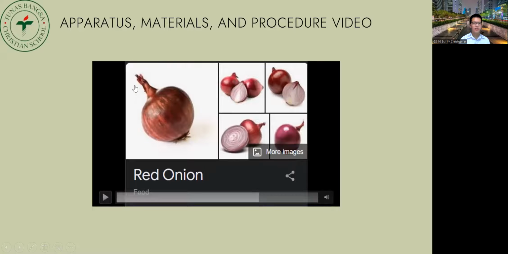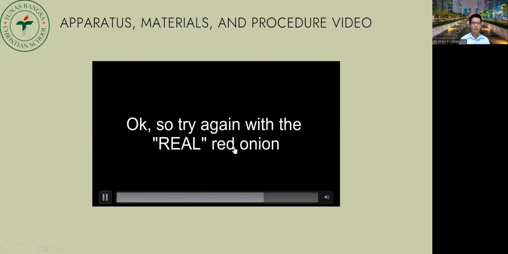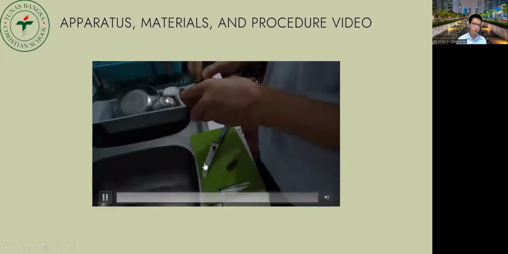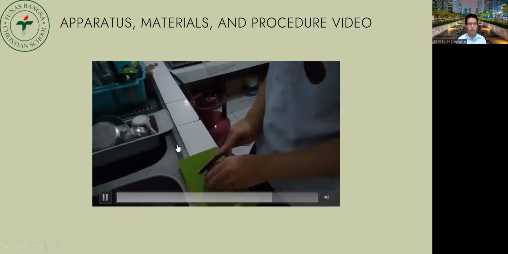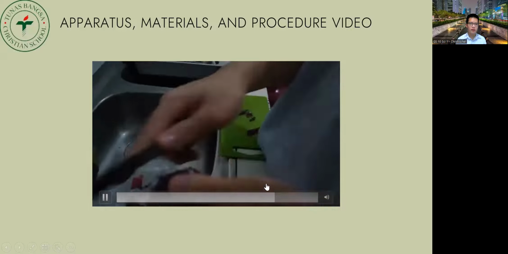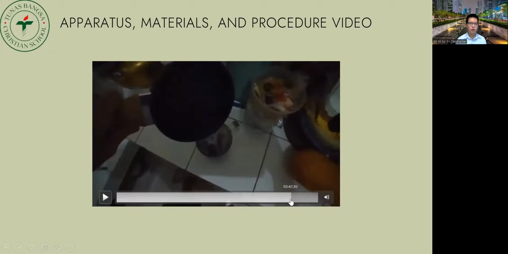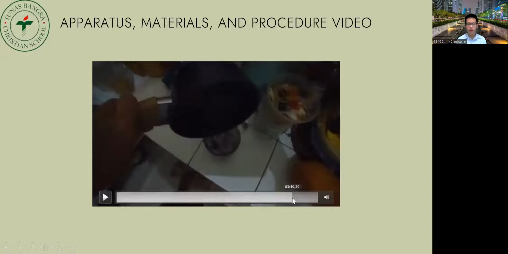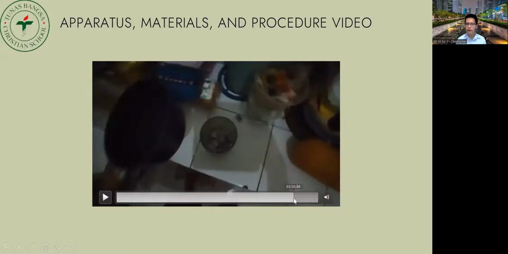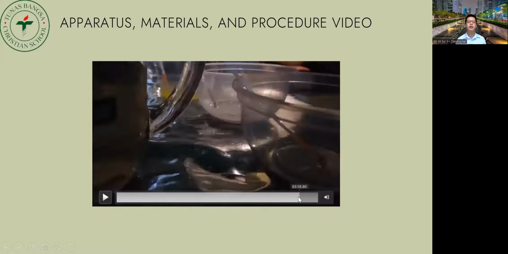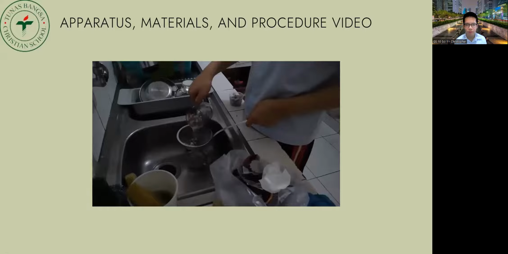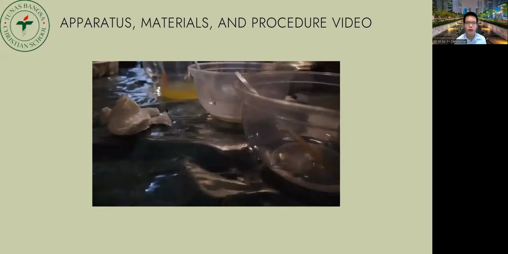Oh, okay, so this is the real red onion. Before, I think it was a shallot. So let's try with the real red onion. The steps are the same as in the beginning. Chop it into small dice. Next, we pour 200 milliliters of hot water into the glass of onion and wait for 5 minutes. Then we filter the red onion water and take the liquid. Then we test again.